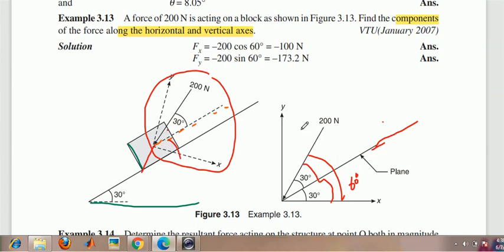Now you can easily resolve, as 60 is the angle with respect to the x-axis. So you can write the cos component and sin component. That is, the horizontal component is 200 cos 60 and the vertical component is 200 sin 60. Both are in the negative direction, so you need to apply the negative sign. So this is the simple problem.